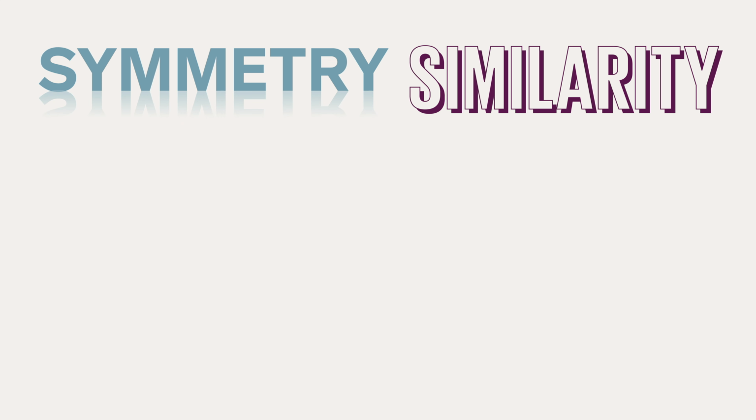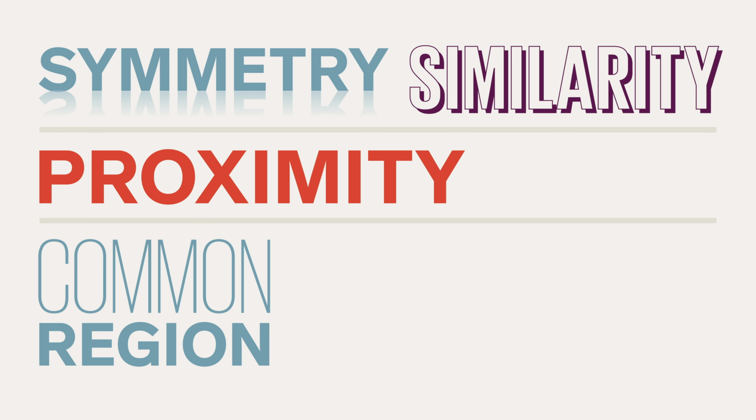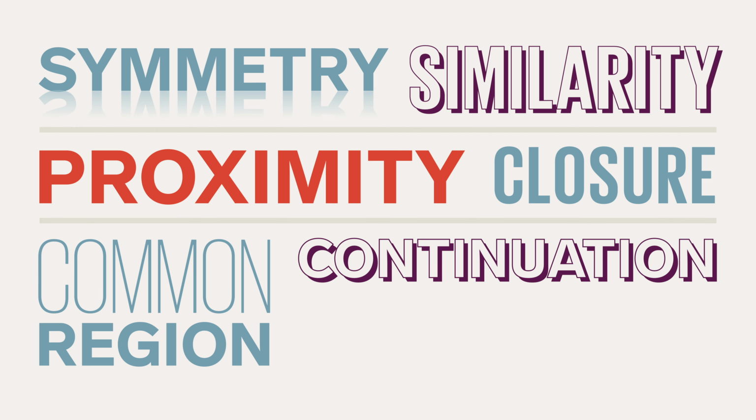There are 7 Gestalt principles: symmetry, similarity, proximity, common region, continuation, closure, and figure ground. These principles will help you organize information and communicate more effectively. I think the best way to go through this is through real-world examples.